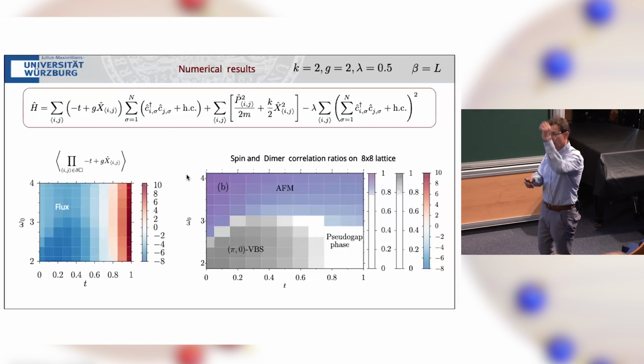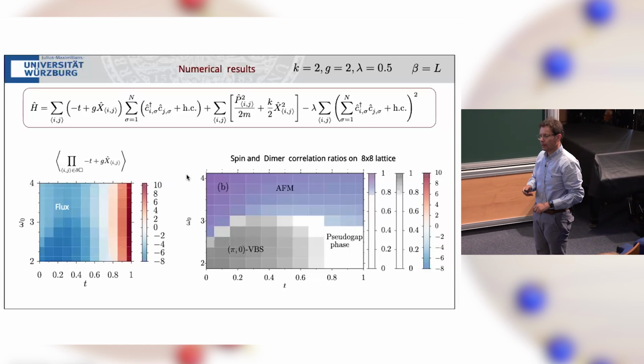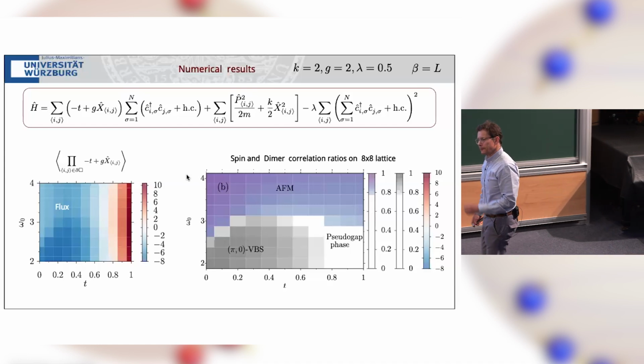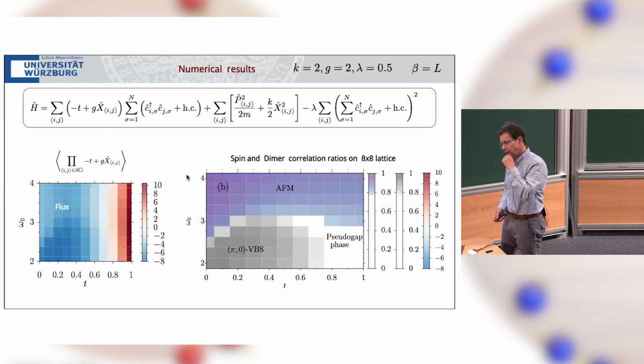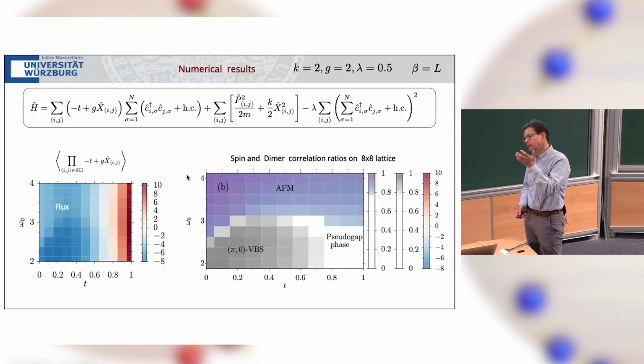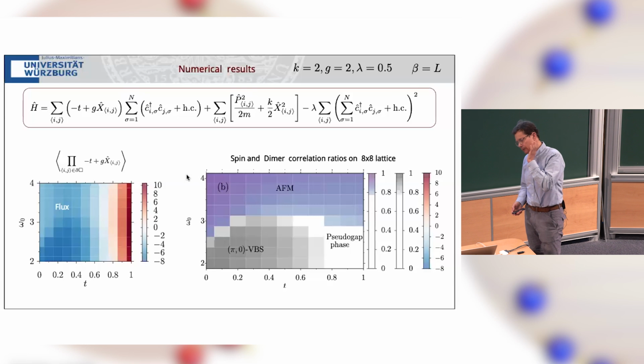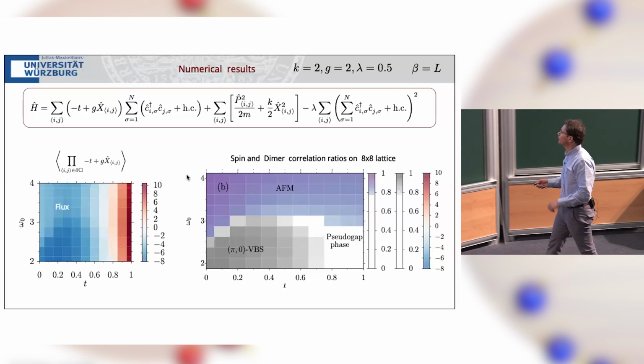So in your phase diagram, there's no Dirac coupled? No, we didn't find that for the moment. In principle, it's a very good question. We did not find a Dirac spin liquid or Z2 spin liquid. Not in this model.